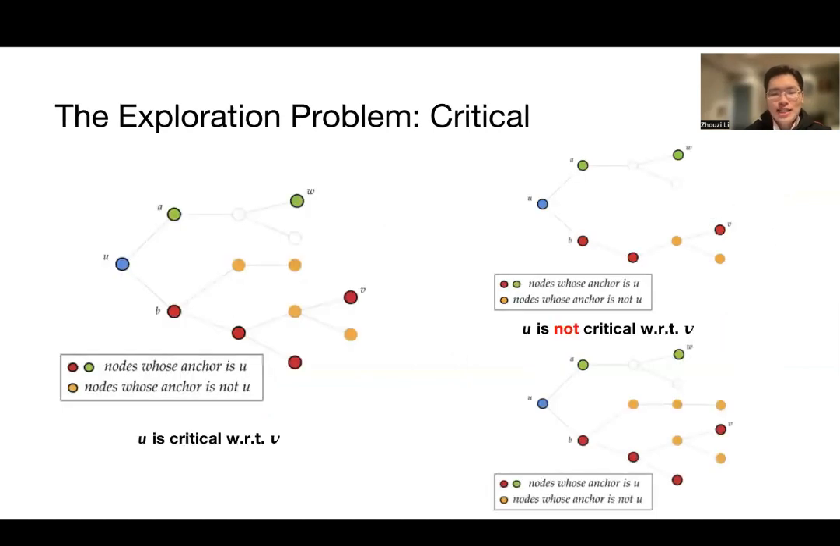Here we give several examples. The left one is critical. The top right one is not critical because red is 3 and is less than twice the number of green. The bottom right one is not critical because red is smaller than the orange.